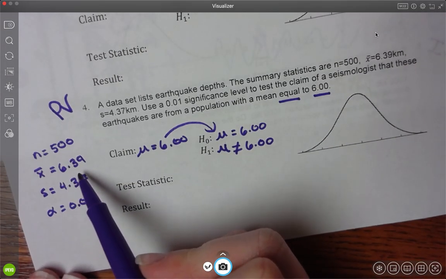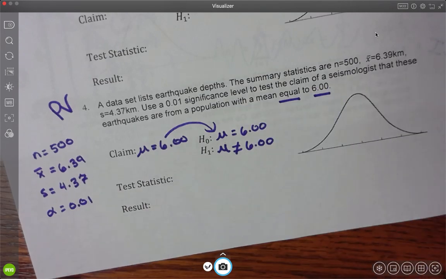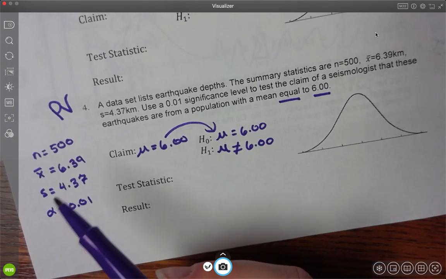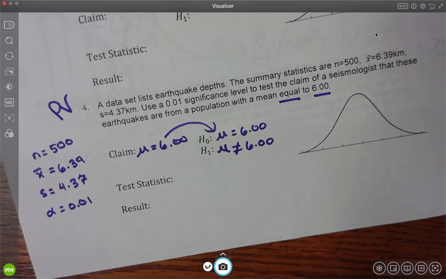All right, now we did not get 6.00 as our average when we collected data from these 500 people. We actually got 6.39, but what we're saying is, is 6.39 close enough to 6 to say that, okay, we'll give you that 0.39. That's not that big of a difference, okay? So that's what we're looking at here, all right?